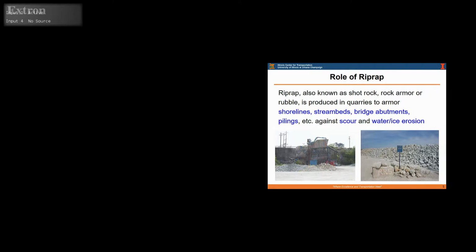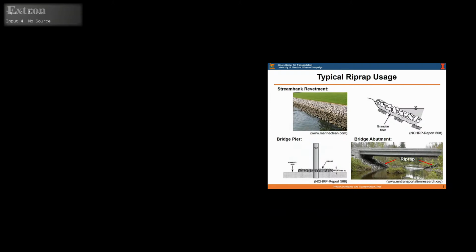And riprap materials are usually used in many hydraulic infrastructures like bridges and shorelines because they have great durability against scour and water and ice erosion. So typical usage includes streambank revetment, bridge piers to stabilize the bridge pier, and at the bridge abutments.